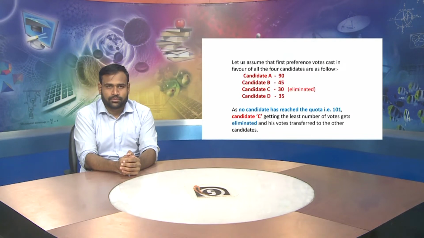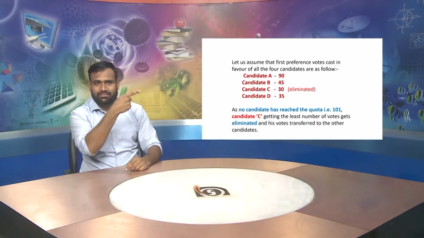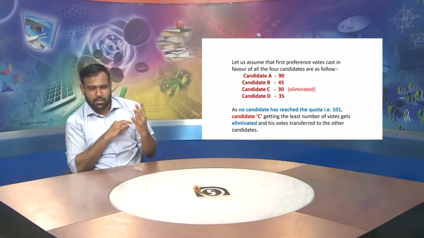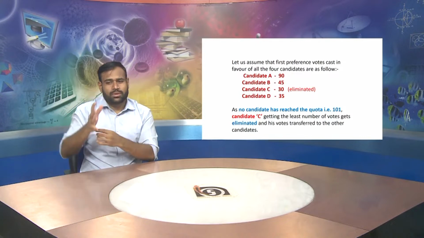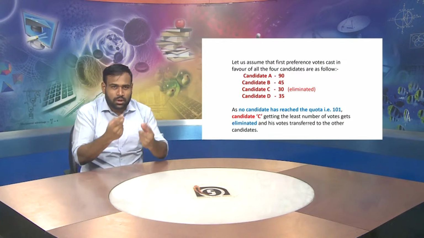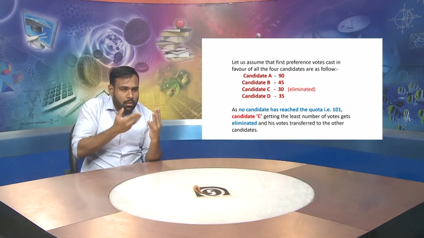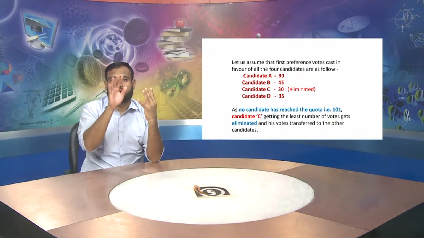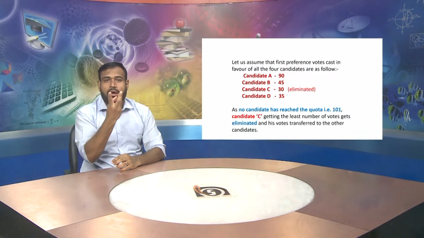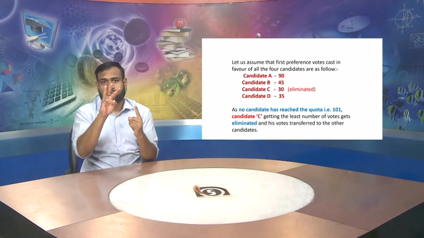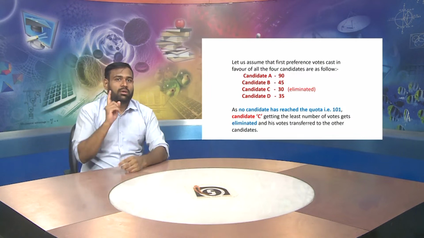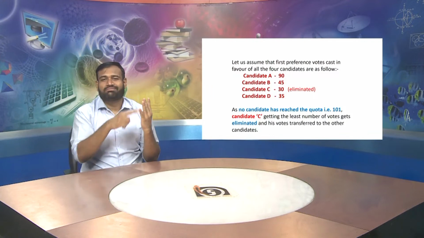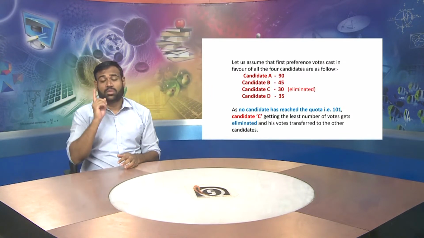Let us understand it further. As we assumed, we have 4 candidates for the presidentship, and the vote count is there on screen for A, B, C and D. For candidate A we have 90 votes, for candidate B 45 votes, for candidate C 30 votes, and for candidate D 35 votes. Now according to the rule, the total should be more than 101, more than 50%.